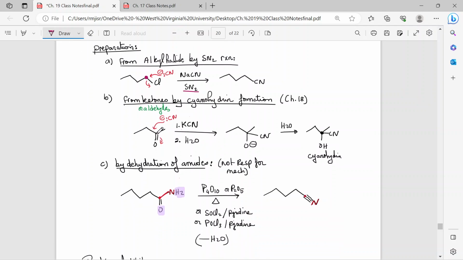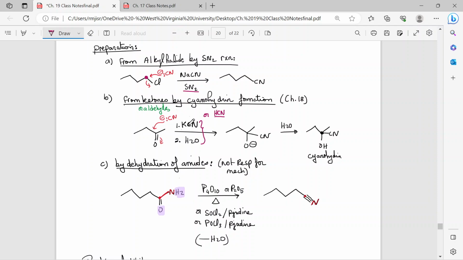Another way is from chapter 18, when we form the cyanohydrin from the carbonyl. So if you use sodium cyanide or potassium cyanide, this is going to be in a basic medium, or you can use the HCN. This is a reaction that we also talked about in acidic medium. Whether you use this or that, the mechanism is going to differ, but the product is going to be the same, which is going to be the cyanohydrin.